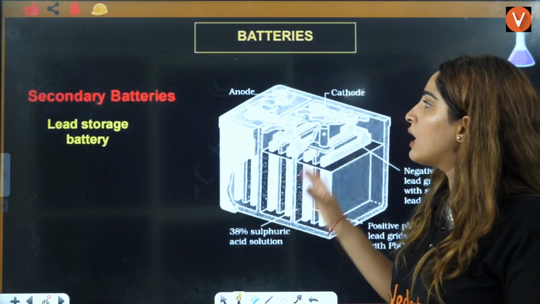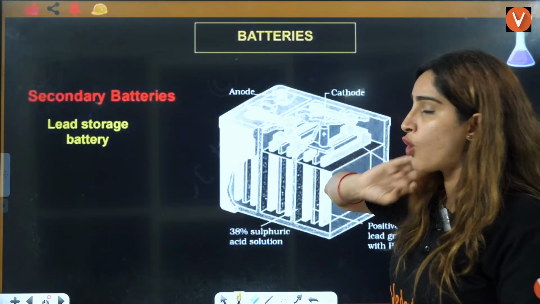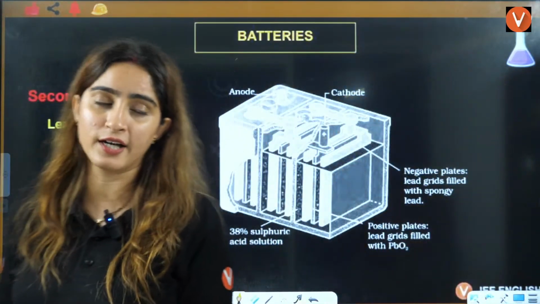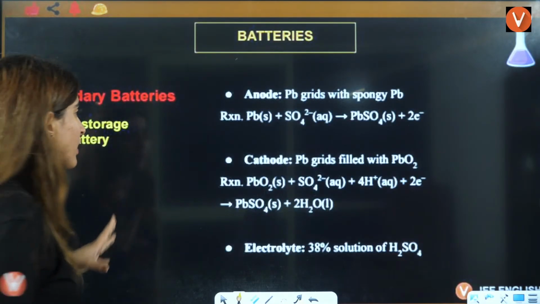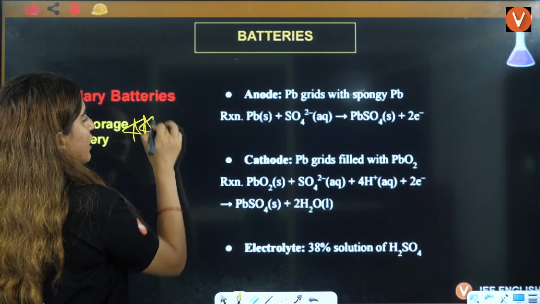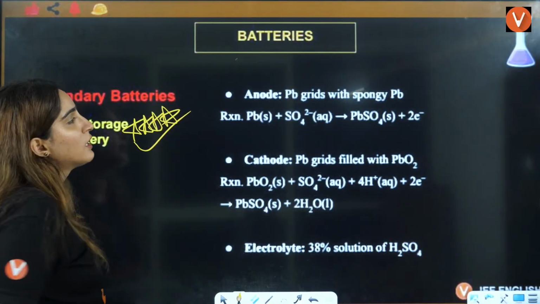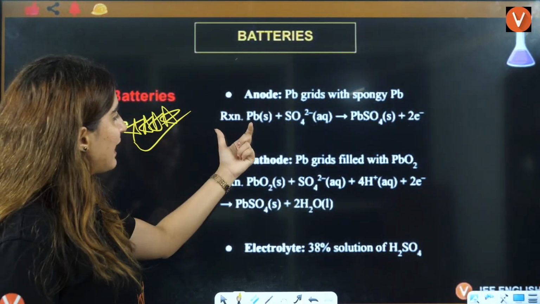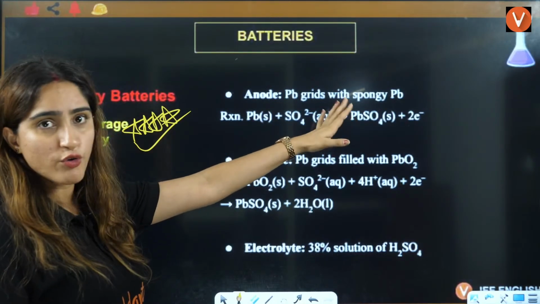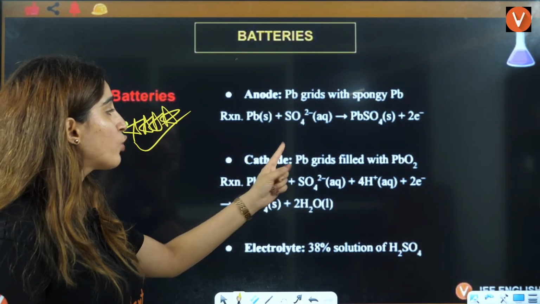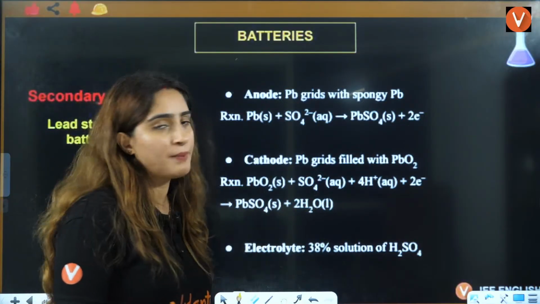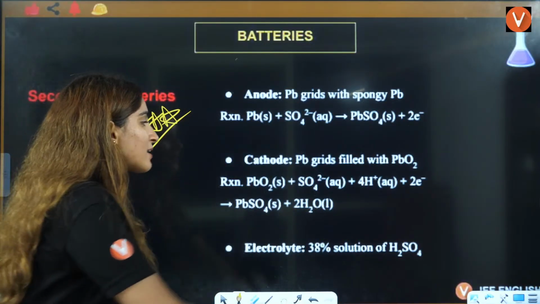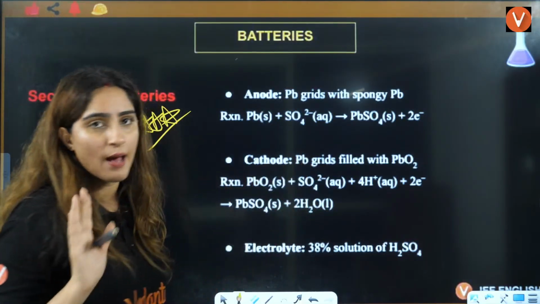Firstly let's talk about lead storage battery. So guys, lead storage battery is very, very important. Based on this, the question they have asked so many times, right? At anode, lead is converted to PbSO4, right? And at cathode, Pb grids filled with PbO2 are converted to PbSO4, right? So that is the whole process that is happening here.